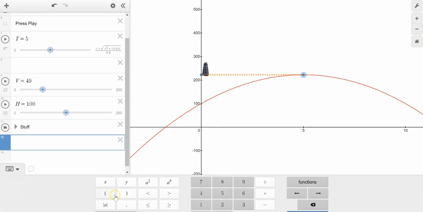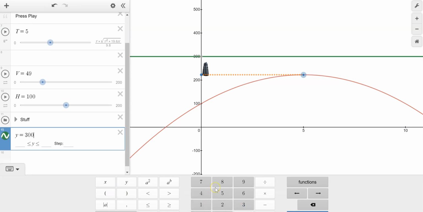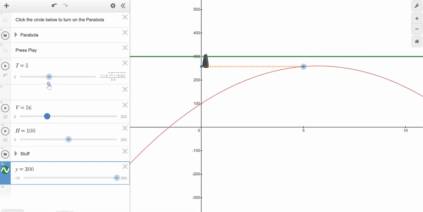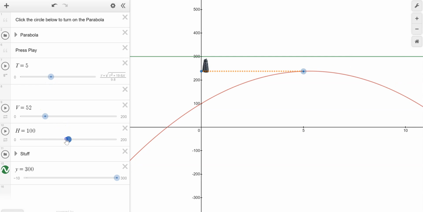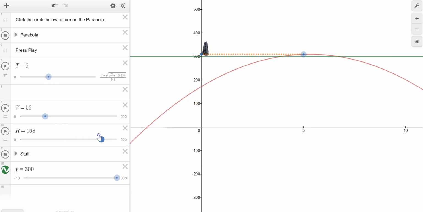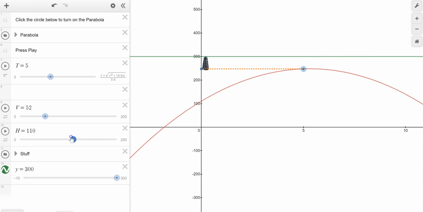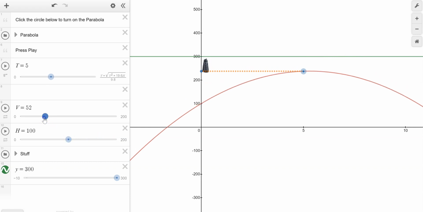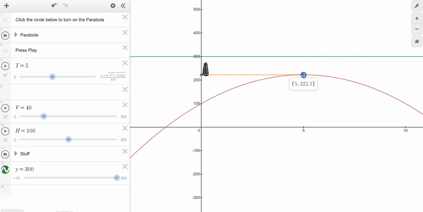We can put over here a y equals 300. And what it does is it draws a graph for us. So when we solve this function, you're going to see that our projectile, can it hit that high? No, so we have to increase the velocity to get it up there, or you would have to increase the initial height. That would be the only way to get it above 300. So if we launch an object from 100 with initial velocity of 49, its max height is 222.5. It's not enough to get up there.